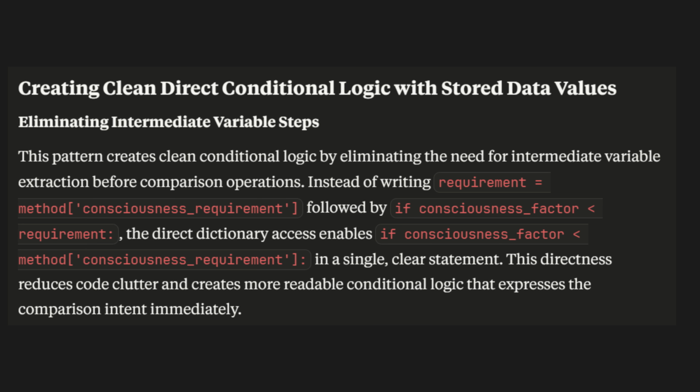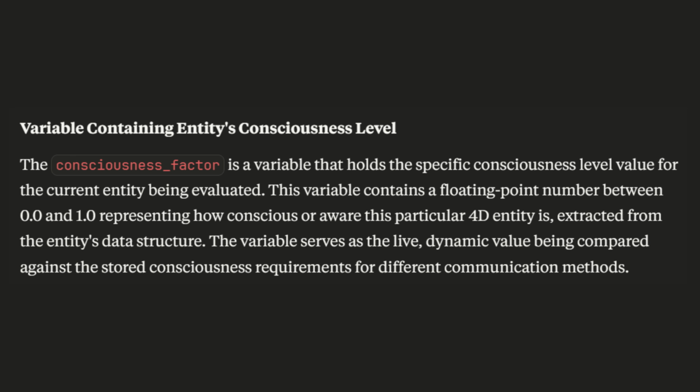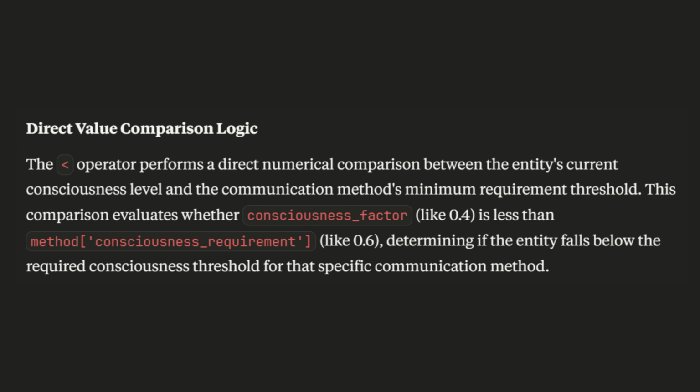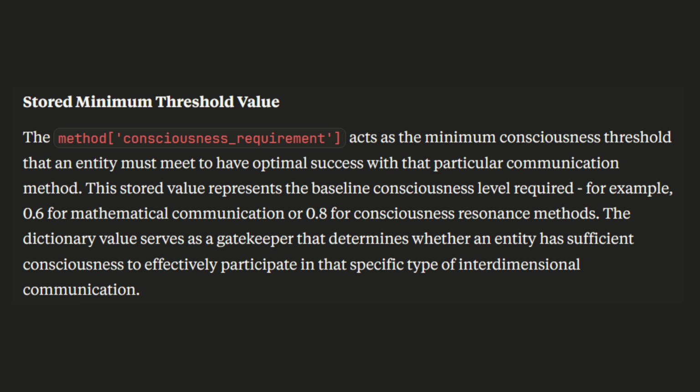compares stored data values. The consciousness factor is a variable containing the entity's consciousness level, let's say 0.5. Method consciousness requirement accesses the minimum consciousness requirement stored in our communication method dictionary. For mathematical communication, this might be 0.3. The less than operator compares these values. 0.5 less than 0.3 evaluates to false.